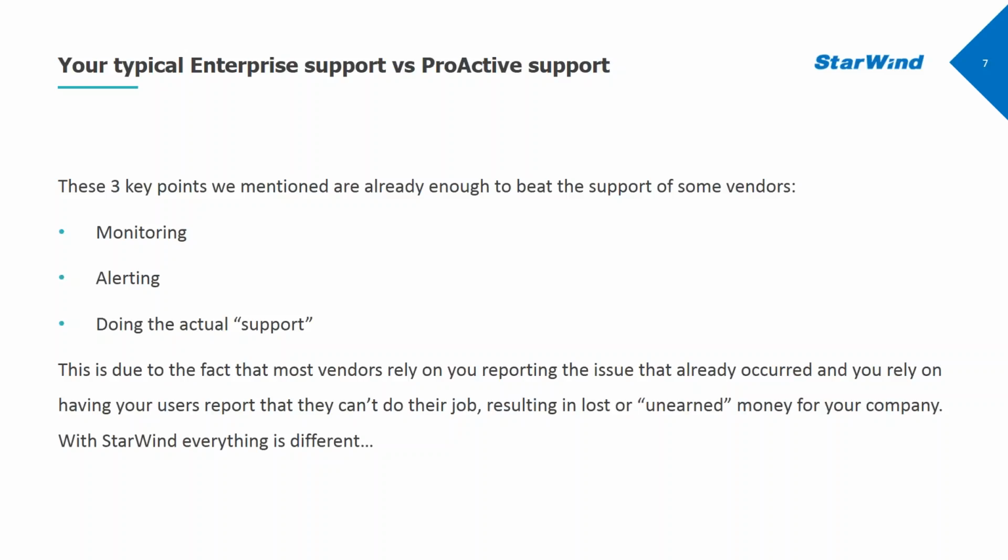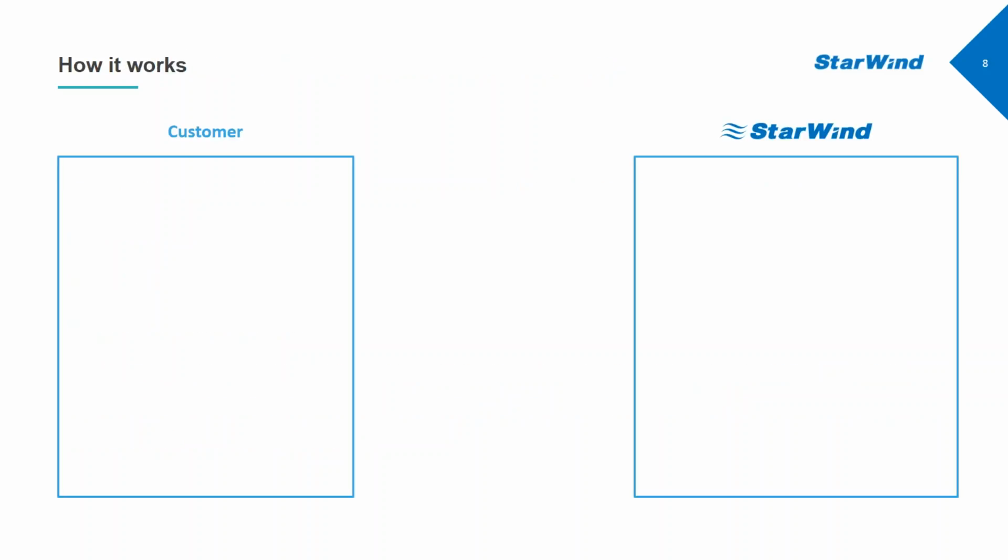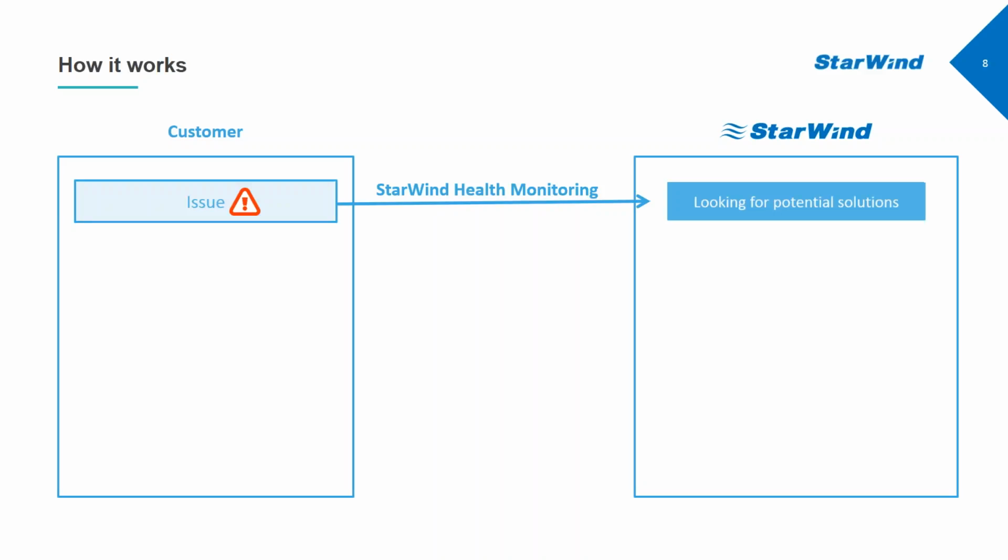But StarWind typically does things a little differently, and to the better or to the worse, I'll let you decide. So a typical scenario would look in the next way. A customer has, let's say, StarWind ProActive Support. Then an issue occurs, or, and this is already a main difference, it doesn't even occur, because we have predictive analytics that would identify potential failure patterns, and before the issue even happens, StarWind Health Monitoring Service provides information to our support team that something is about to happen.